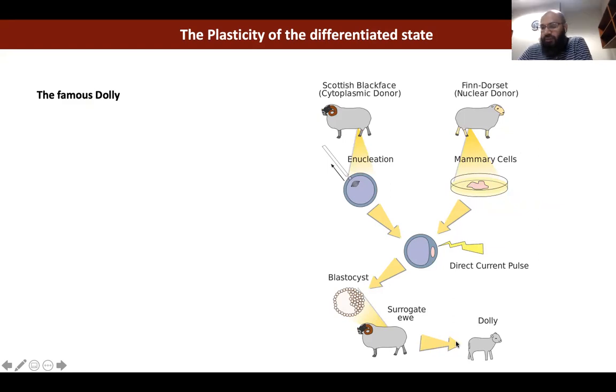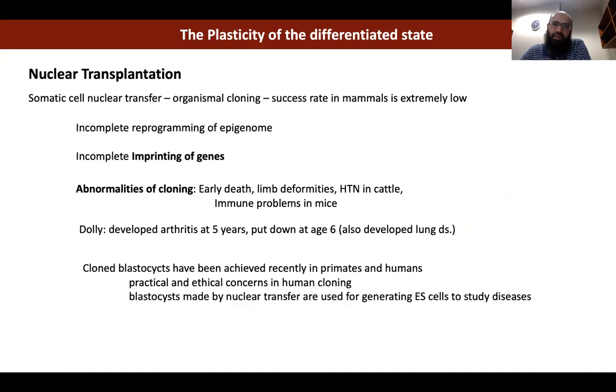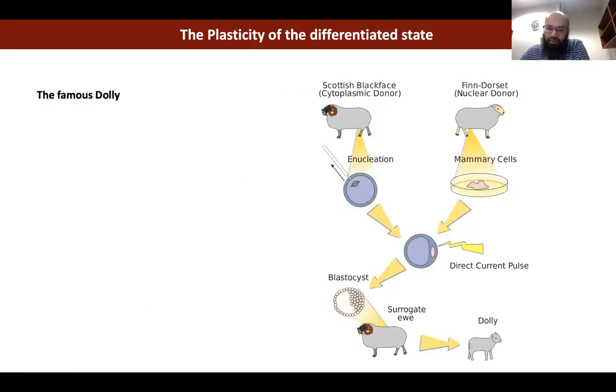And this was not a very simple experiment to perform, and it is not always successful, as we will see a little bit later. Although it is experimentally possible, the success rate, especially in mammals, is extremely low, because the survival of this cell is extremely low.